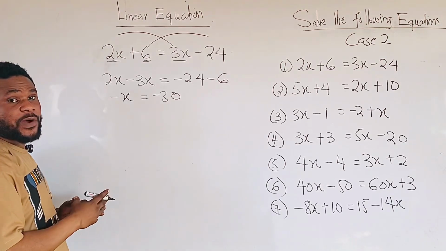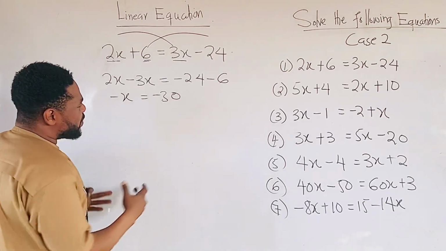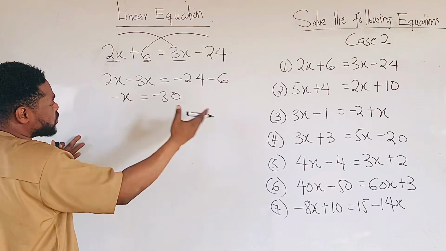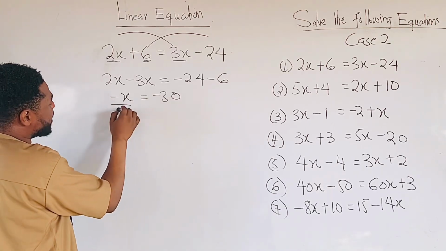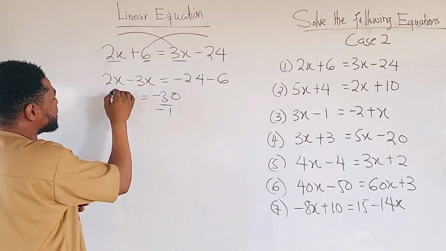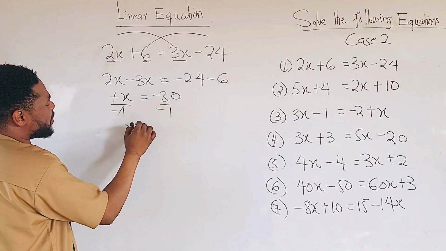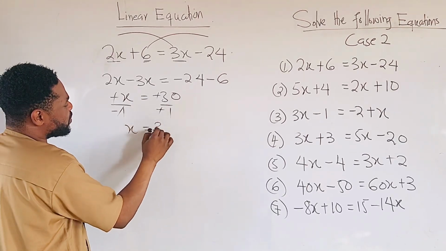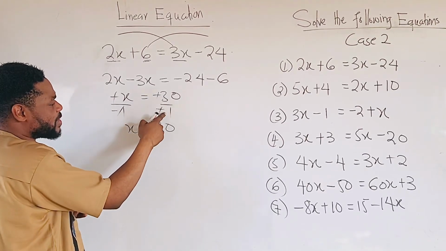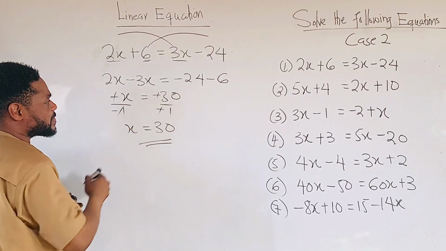At this level, what can we do? We can multiply through by -1, or we can divide through by -1. All right, and this will cancel this. Our x will be equal to 30. That is -30 divided by -1. It will give us 30.